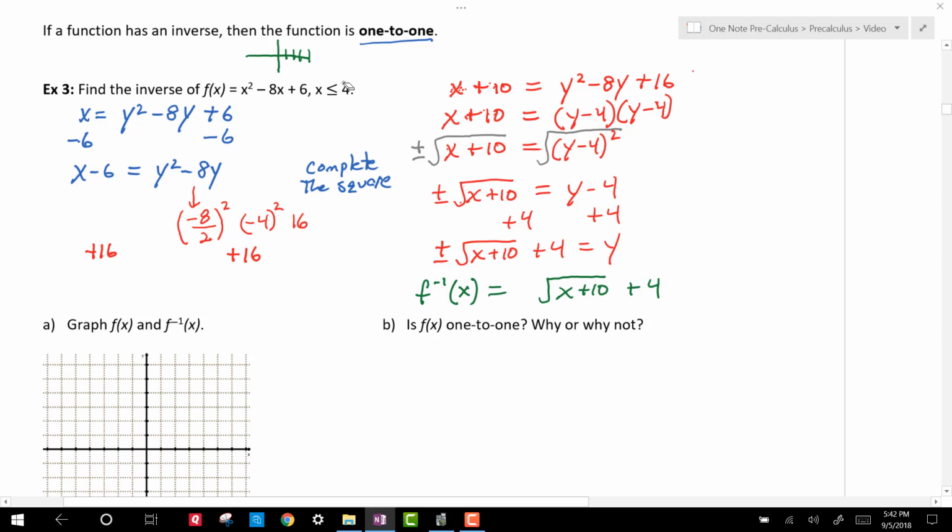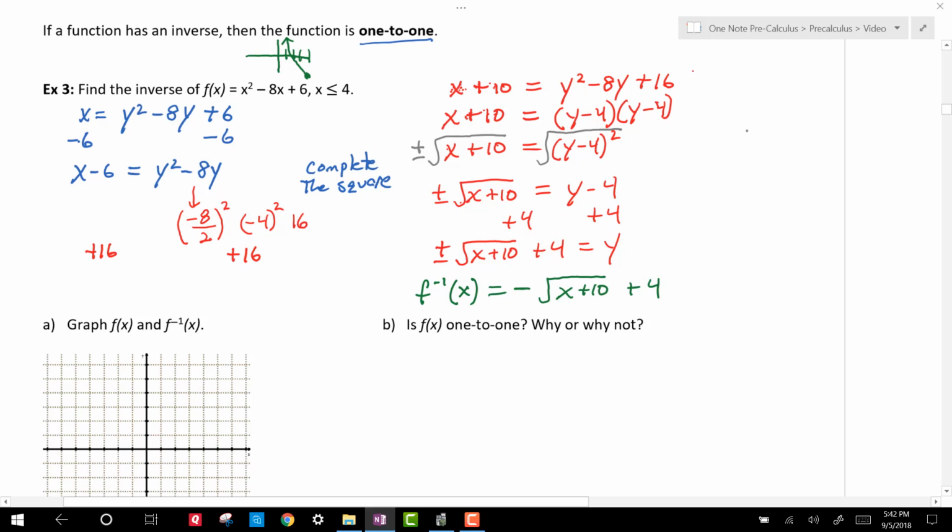It's pretty far down there. So this parabola, if I restricted it to less than 4, it would be doing something like this. It's moving up and to the left. Okay? So I'm restricting the left side or the negative side of the parabola, which means I need the negative square root to be the inverse.